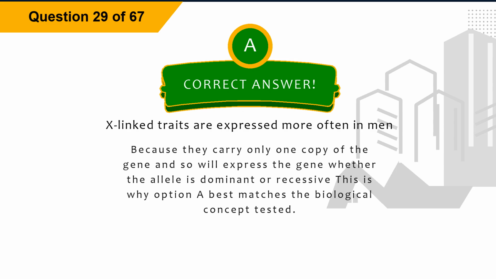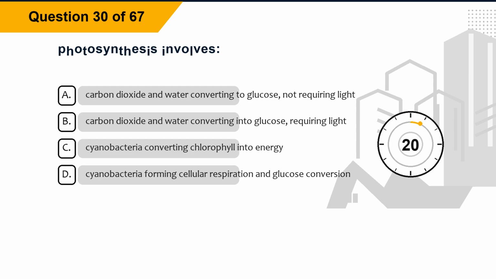Explanation. Because they carry only one copy of the gene, men will express the gene whether the allele is dominant or recessive. This is why option A best matches the biological concept tested. Question 30. Photosynthesis involves. Option A, carbon dioxide and water converting to glucose, not requiring light.